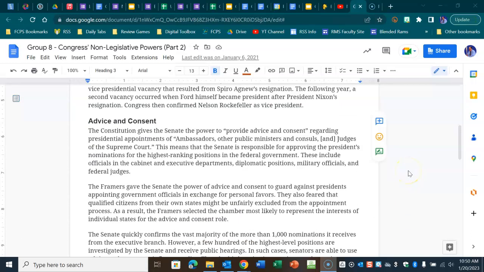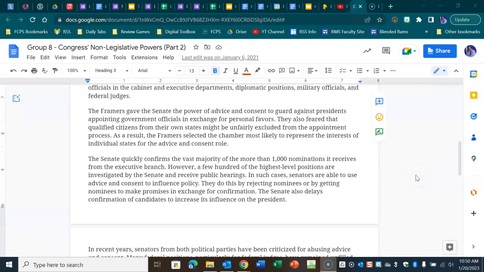Advice and consent. The Constitution gives the Senate the power to provide advice and consent regarding presidential appointments of ambassadors, other public ministers and counsels, and judges of the Supreme Court. This means that the Senate is responsible for approving the president's nominations for high-ranking positions in the federal government. These include officials of the cabinet and executive departments, diplomatic positions, military officials, and federal judges.